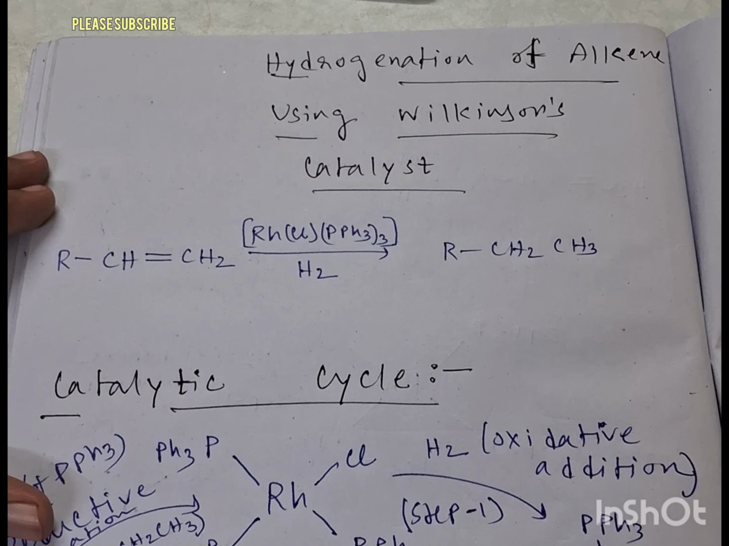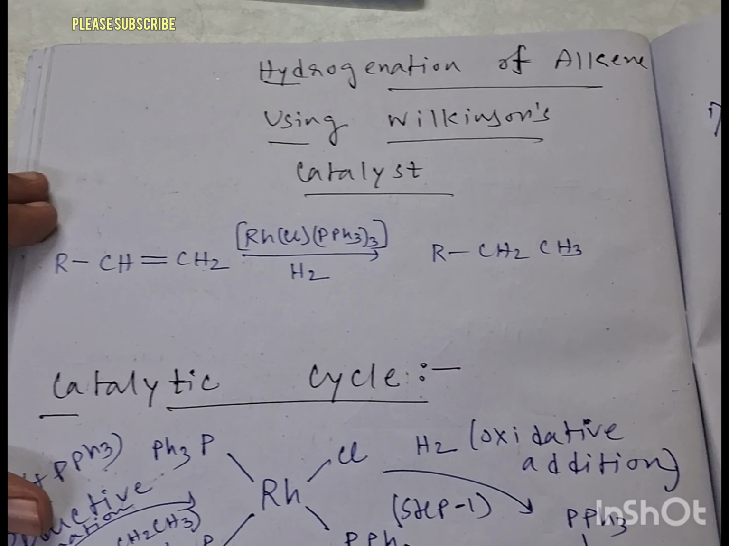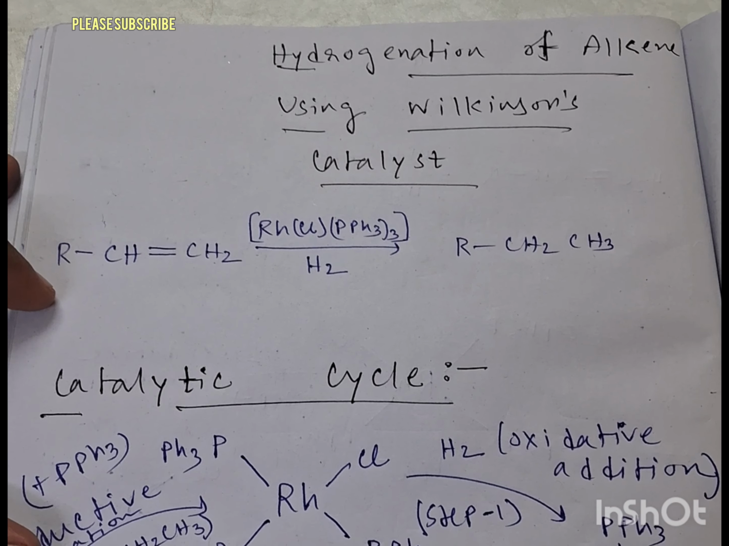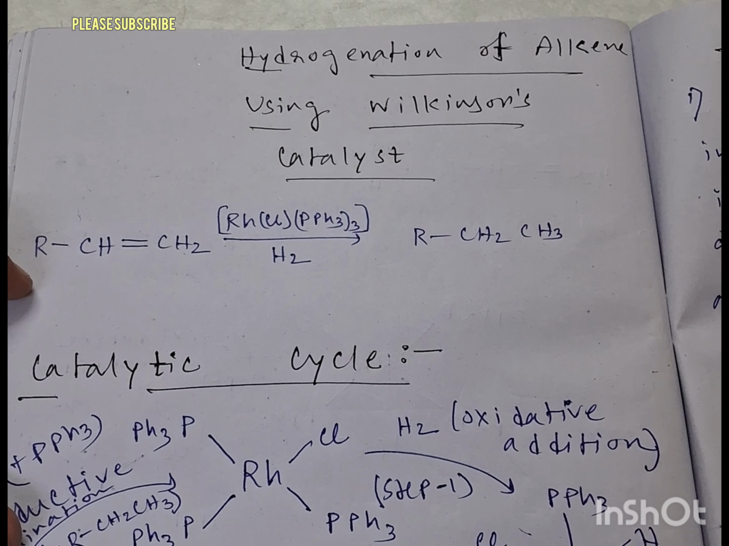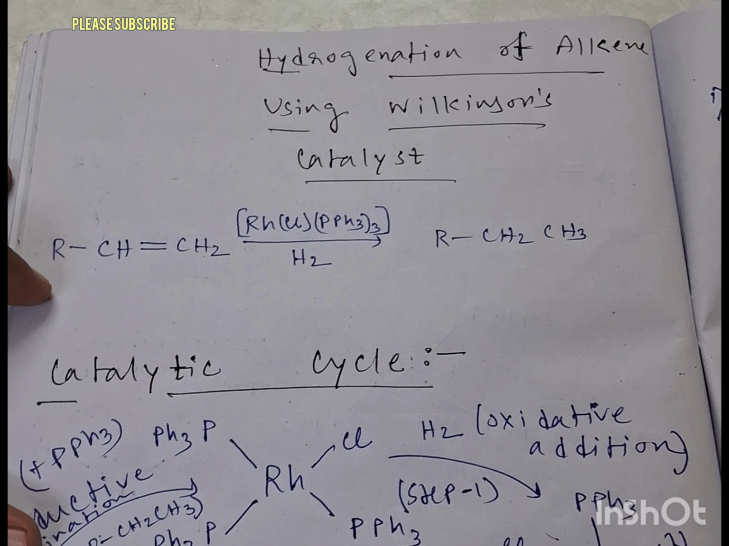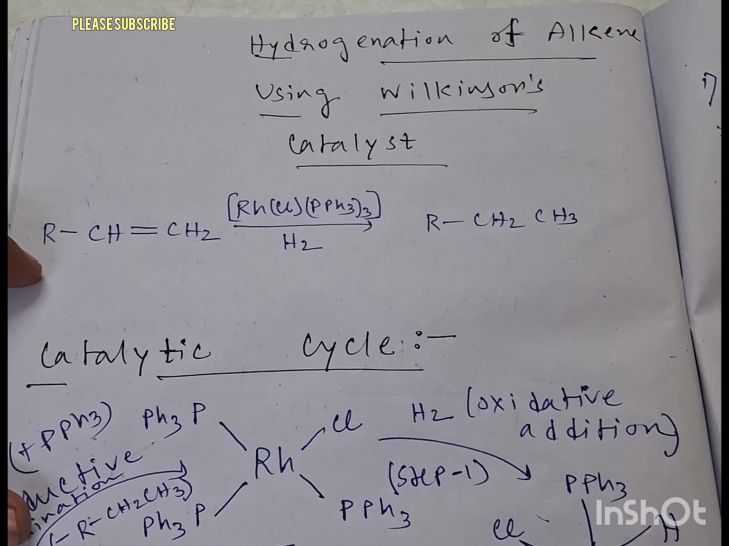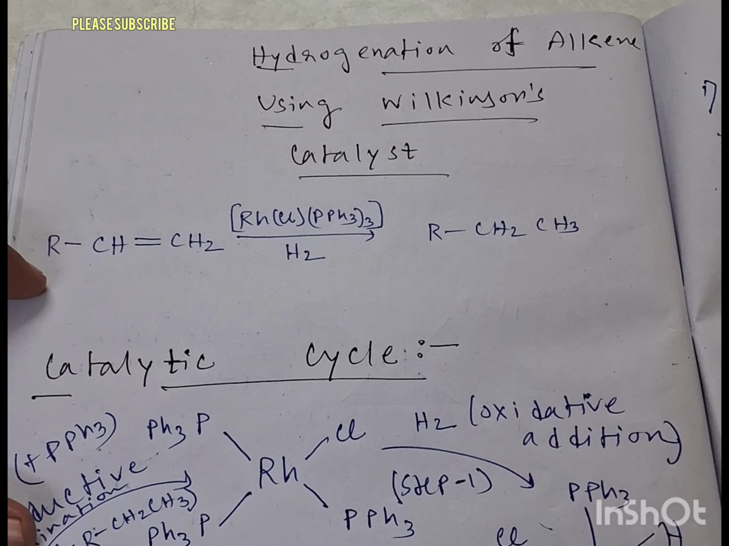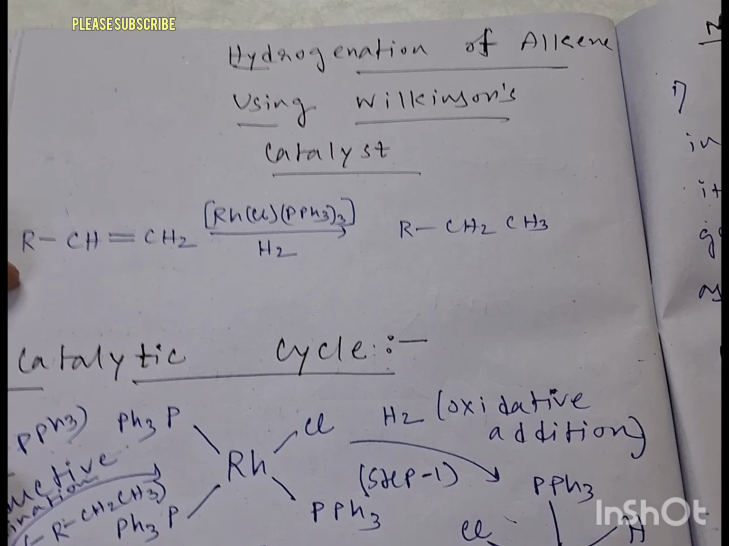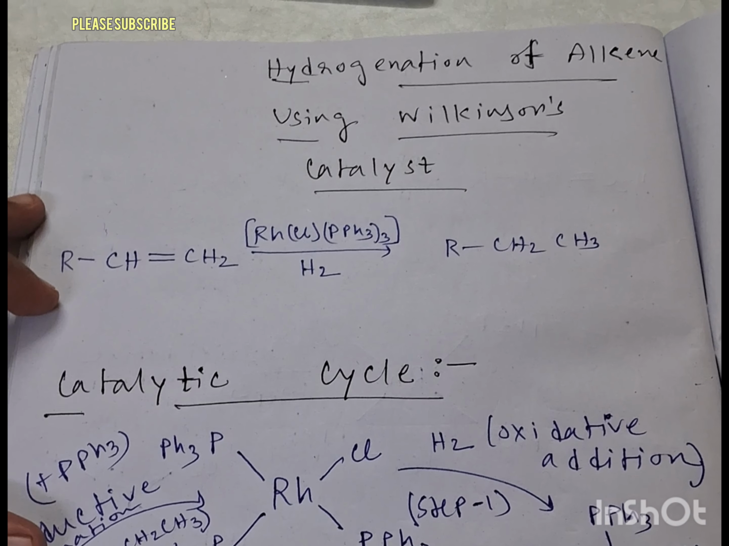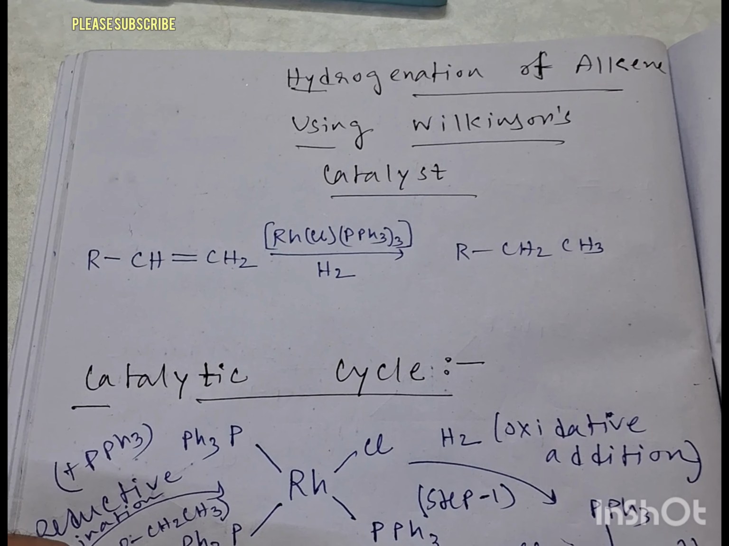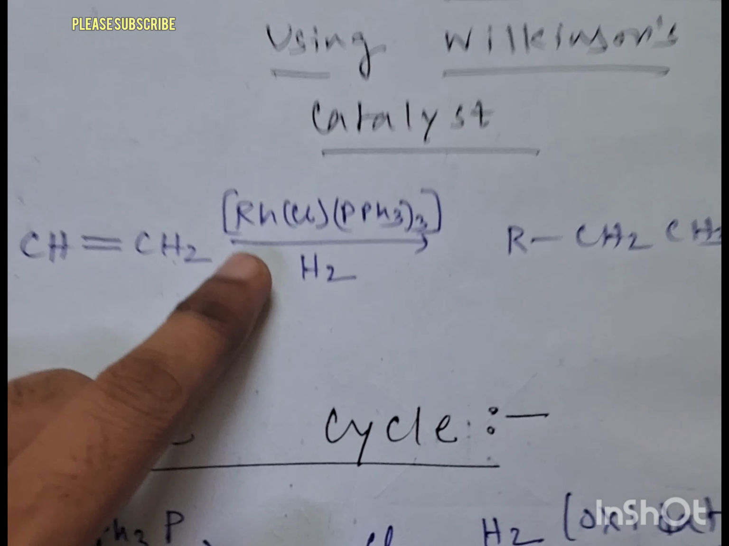Today in this video I have shown you hydrogenation of alkene using Wilkinson catalyst. That means from alkene we can obtain alkane using hydrogenation by using conventional method like nickel in presence of hydrogen, or platinum or palladium metal in presence of hydrogen. But instead of using this, we can also use several catalysts like Wilkinson catalyst.